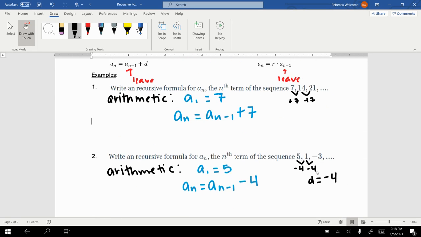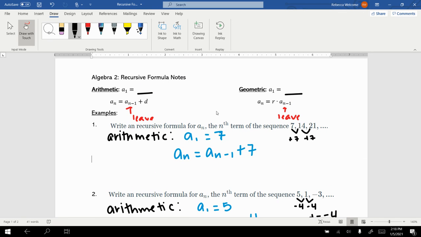Okay, so again, here are the formulas. If you haven't written them down, pause the video, write them down in your notes. Just make sure you know the difference between recursive versus the explicit that we did on Tuesday.